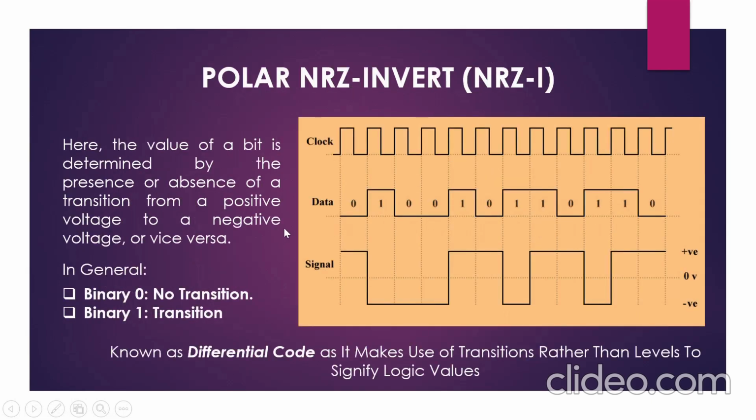Then there is another technique known as polar NRZ invert, in short NRZI. Here the value of the bit is determined by the presence or absence of a transition from a positive voltage to a negative voltage and vice versa. In general, for binary 0, there is no transition. In case of binary 1, there is a transition. Let us see here. So 0, then there is a 1, so there would be a transition.